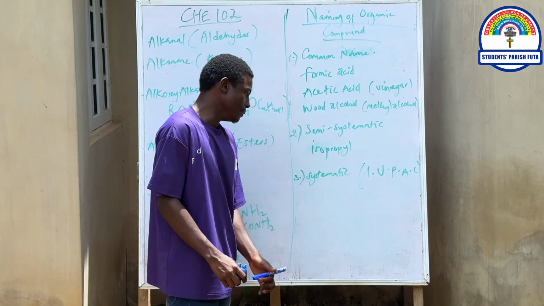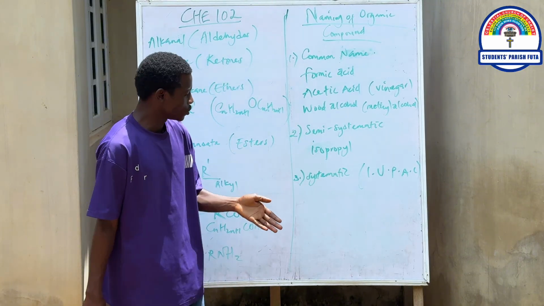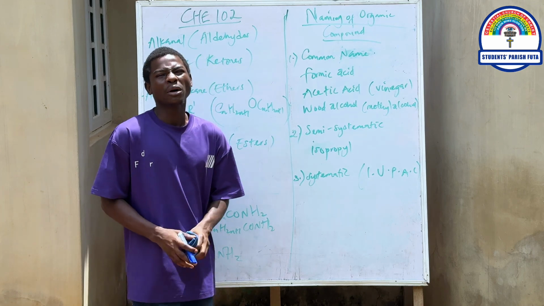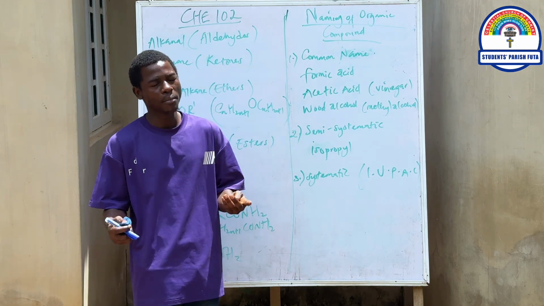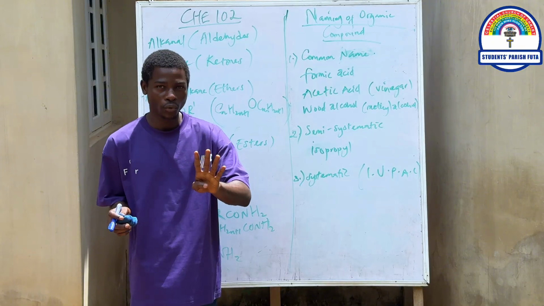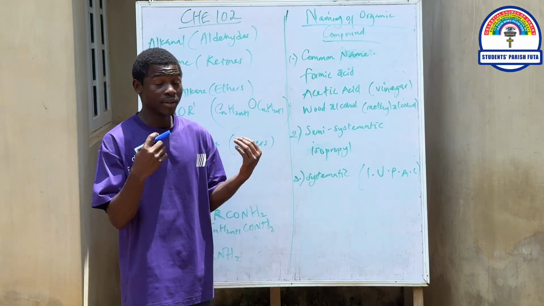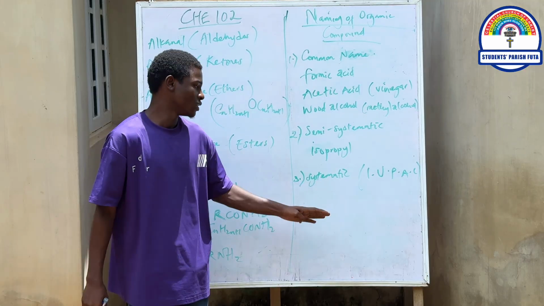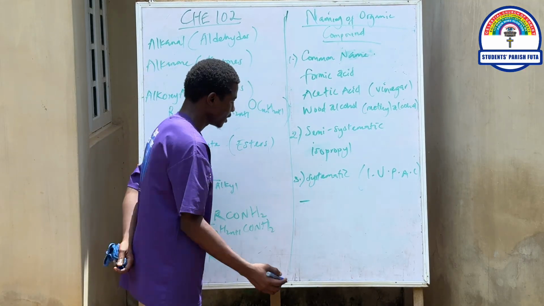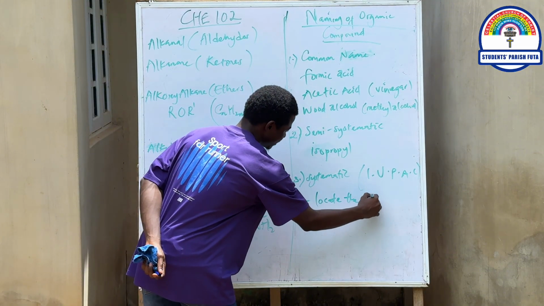So systematic naming. How do we name systematically? There are tons of rules that you have to follow, but I'll just call out 4. Along the line, we might be using some extra ones, but the 4 major ones that I'll be using to name almost every compound we'll be using here are just these 4. So just follow through. The first one, the keyword: locate the family.